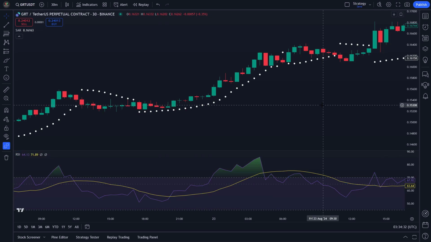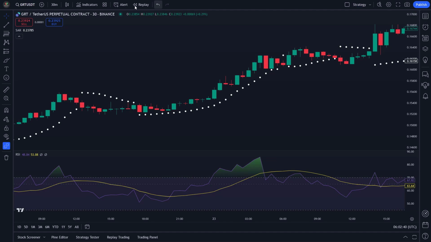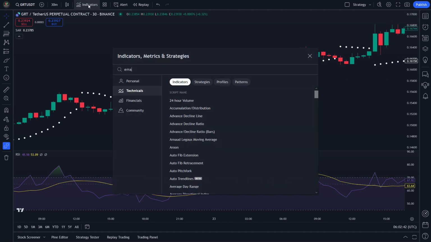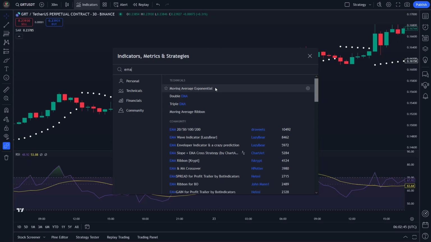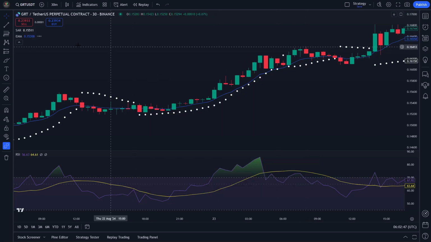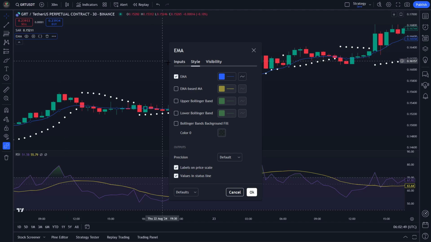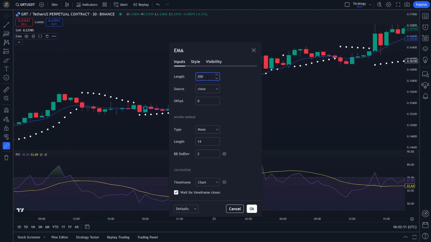Now, here's how we use the RSI in conjunction with the Parabolic SAR. When the Parabolic SAR shows a possible uptrend reversal, wait for the RSI to cross above 65 before entering a long position. This confirms strong bullish momentum, reducing the chances of entering too early. To make sure we're in alignment with the long-term trend, we'll also add the 200 EMA to our chart. We'll only enter a long position when the closing price is above the 200 EMA. This ensures we're trading with the trend, not against it.